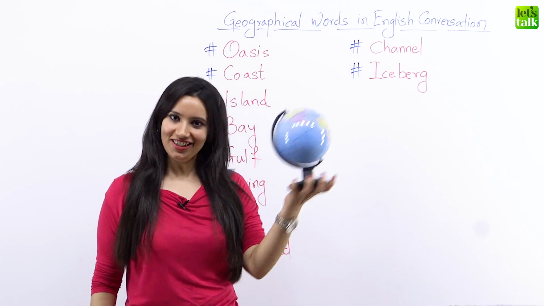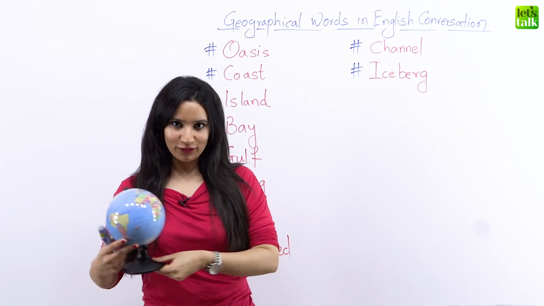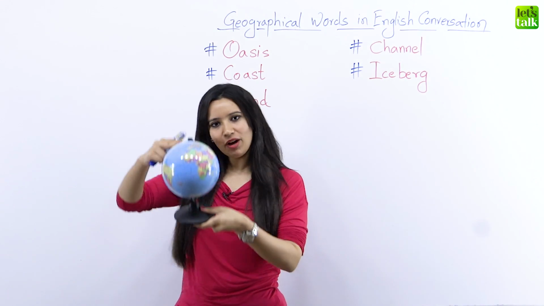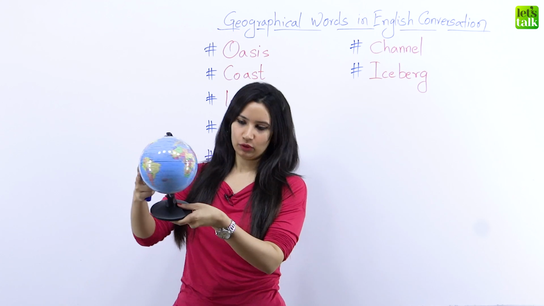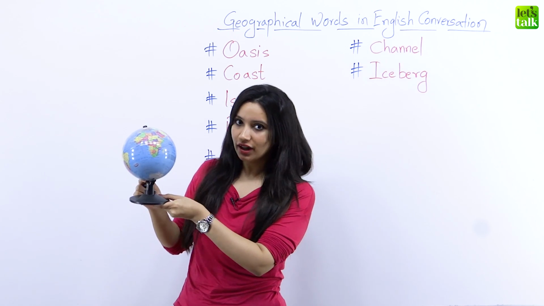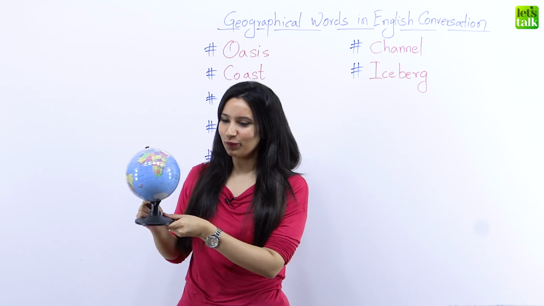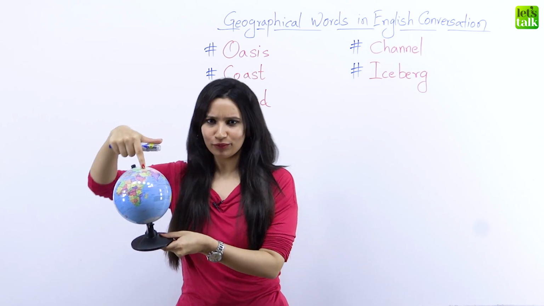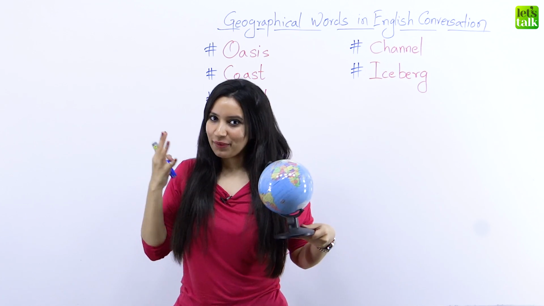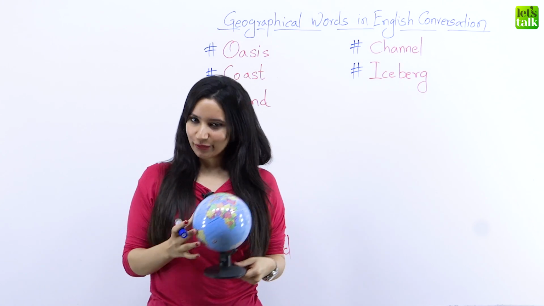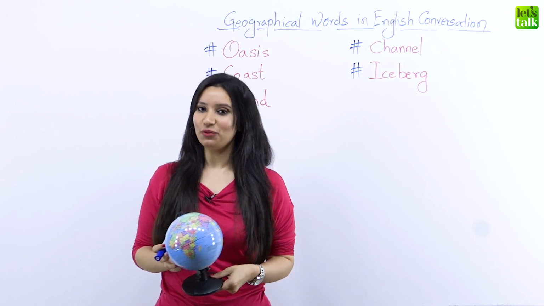And what is this? So this is called a globe, as you would know. And how many colors do you see on the globe? Of course, you can see many colors here. But which is the most prominent color on this globe? And that is blue. Why is that so? Because our earth is covered 71% by water.